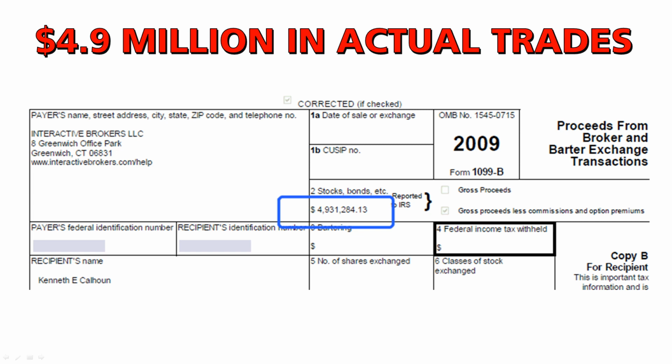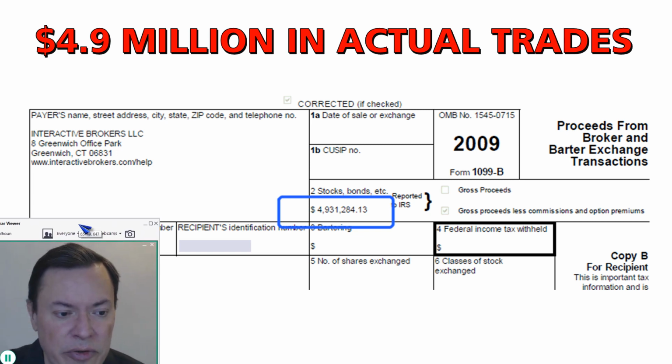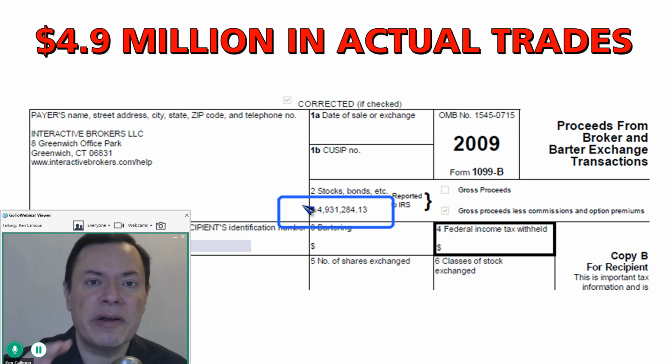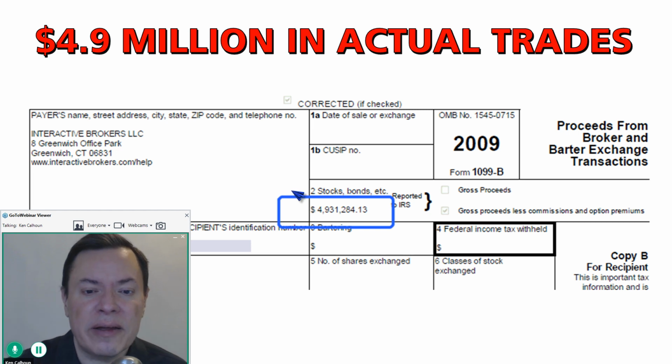I am the real deal with tax return proof that I've done as much as $4.9 million in real money trades in 1 year. Over the course of 20 years, I haven't added up how many more million it's been, but it's been significant, substantial. So I've got a lot of experience with proven entry and exit strategies that I've tested out that can help you.